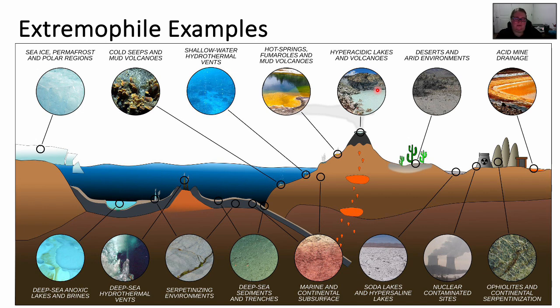We have different organisms that live in arid or dry conditions like deserts. We have hyperacidic lakes, but we also have what are called soda lakes. These are basic lakes, so highly basic. They're sometimes called alkaline lakes. We also have super hypersaline lakes, so this is going to be stuff like the Great Salt Lake and the Dead Sea, where they have really high salt contents.